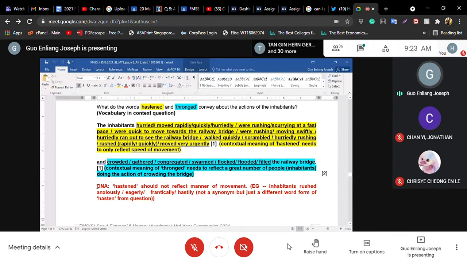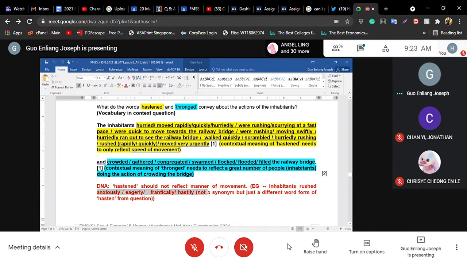All right, so one of the popular wrong answers is for hasten. In this case, it should not reflect the manner of movement. For example, you shouldn't be talking about anxiously, eagerly, frantically, hastily. All these are what I call manner of movement, so all this is wrong. It should have the idea of quickly, speed, swiftly, rapidly. You're talking about speed, you're not talking about how they move.